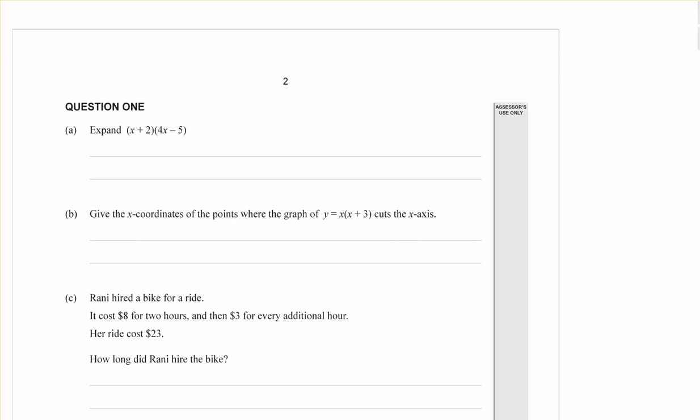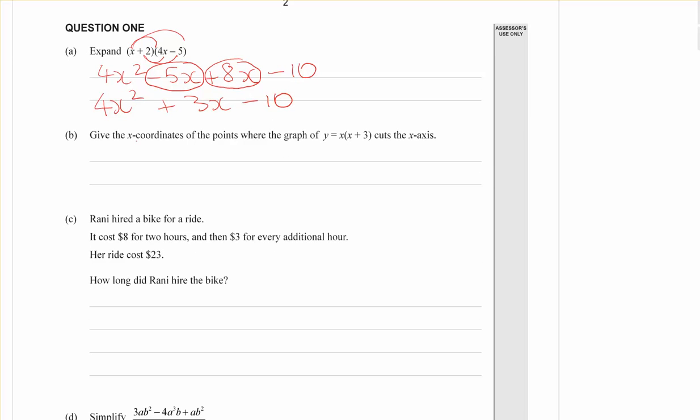Right, so this is the CAT from 2015, day 1, question 1, starting with an expanding question. So x times 4x squared minus 5x plus 8x minus 10 would be step 1. Now we're collecting like terms. So I can see that this is a minus 5x plus 8x. So starting at negative 5, adding on 8 would take us to plus 3x minus 10.